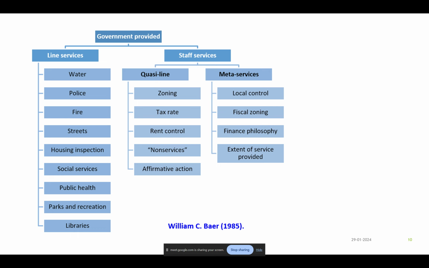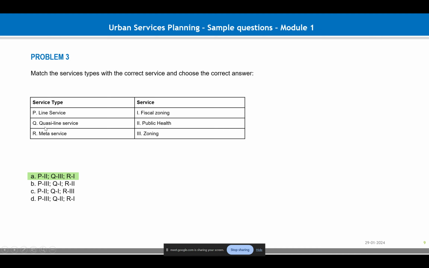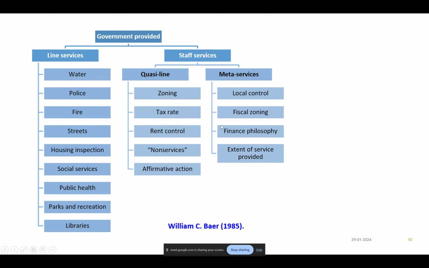So now let's see whether we can answer. We have line service, which is public health. The answer is shown here: public health is a line service. Then we have quasi-line services, which come under zoning, or the main geography-based zoning. Then we have meta services, which are related to fiscal zoning. Yeah, so that's it.